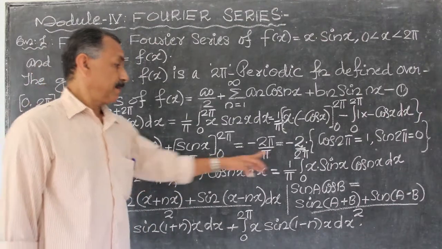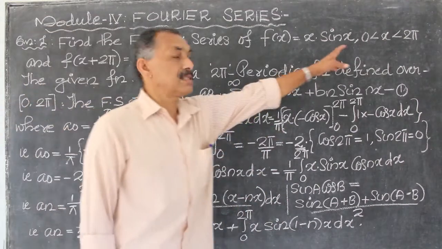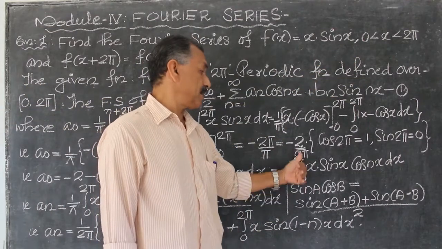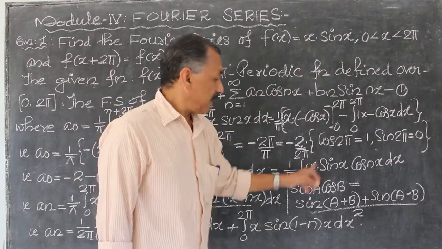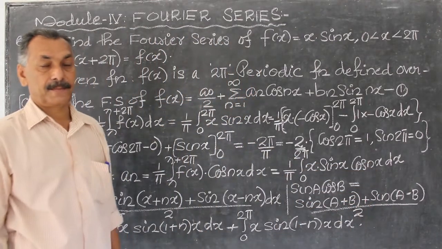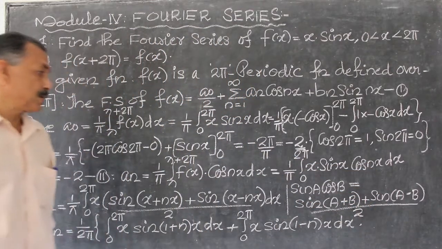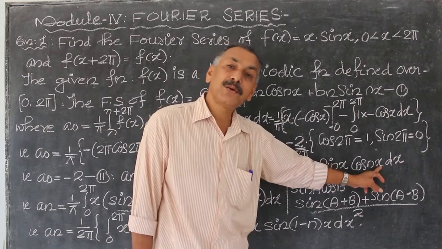1 by pi integral 0 to 2 pi. The function is defined in the interval 0 to 2 pi. That is integral 0 to 2 pi f of x. What is f of x? x into sin x into cos nx dx. Second, that is equal to x into sin a cos b. What is sin a cos b?